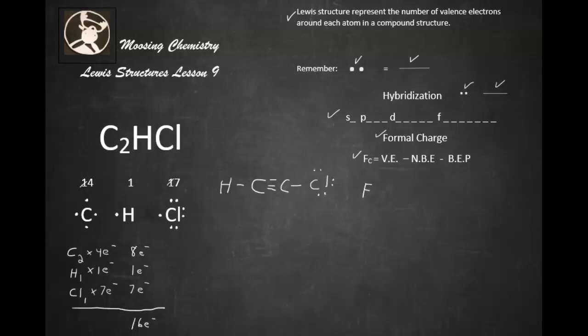Let's see if this is the best possible structure. We'll do the formal charge of carbon first. Carbon came in with 4 valence electrons, 0 non-bonding electrons, and 4 bonding electron pairs. That looks good. The formal charge of hydrogen: hydrogen comes in with 1 valence electron, there are no non-bonding electrons, 1 bonding pair, and that checks out okay. The formal charge of chlorine: chlorine came in with 7 valence electrons, 6 are non-bonded, 1 is bonded, so that's 0, because 7 minus 6 minus 1 is 0. And that is the best possible structure.